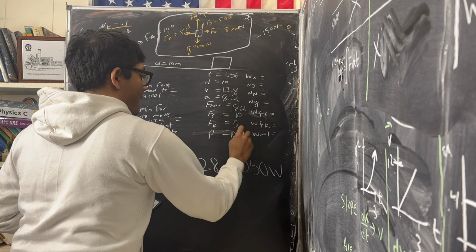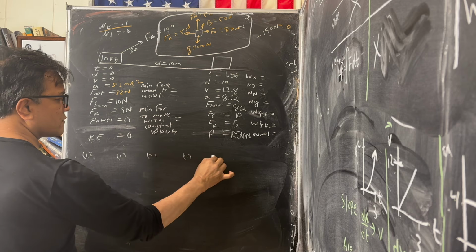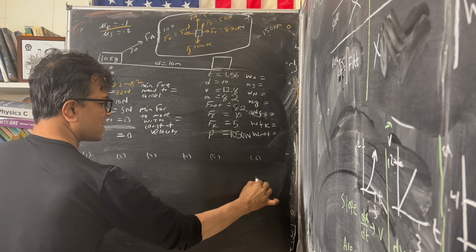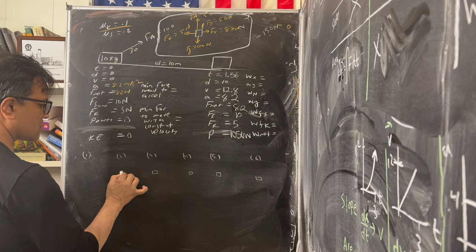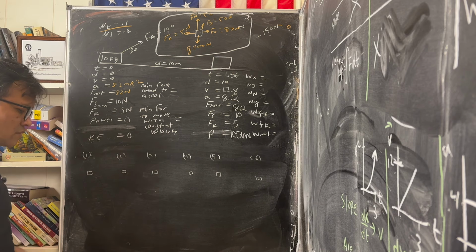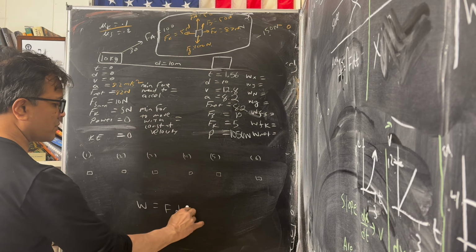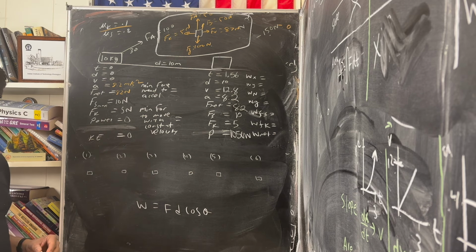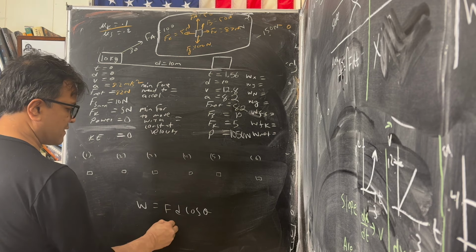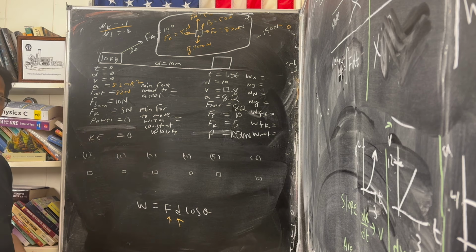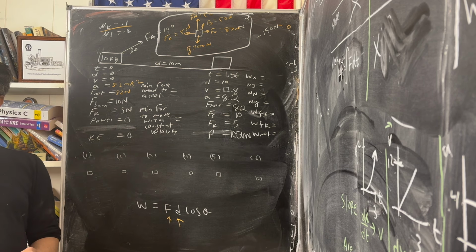Okay. 1, 2, 3, 4, 5, 6. I'm going to in fact draw the box for you. So in the work equation, how many physical quantities are there? 2, F and d. Okay, so two physical quantities are involved with work.